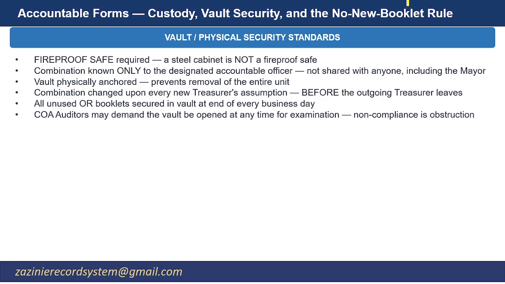The single most important custody rule: no new official receipt booklet shall be issued until the previous booklet stubs have been received, counted, and verified against submitted reports, and the report on accountability has been updated. A treasurer who issues a new booklet without this verification becomes jointly and solidarily liable for any unaccounted collections in that booklet. Next slide.